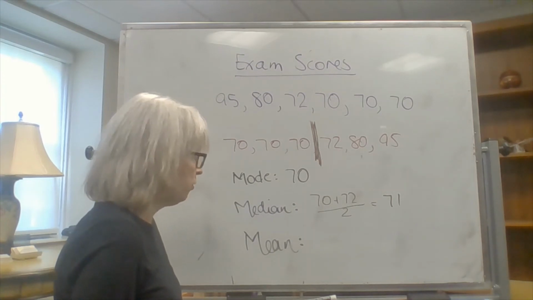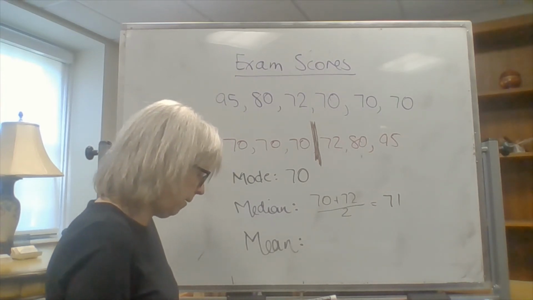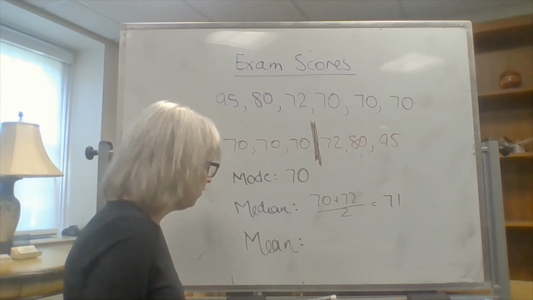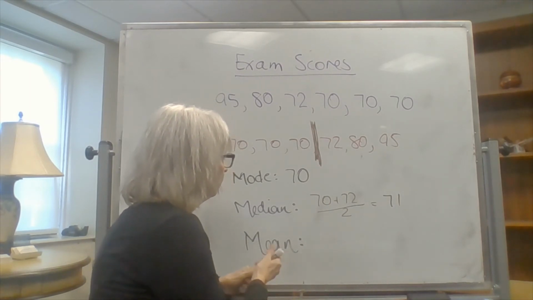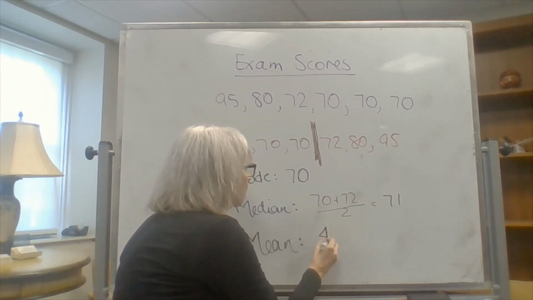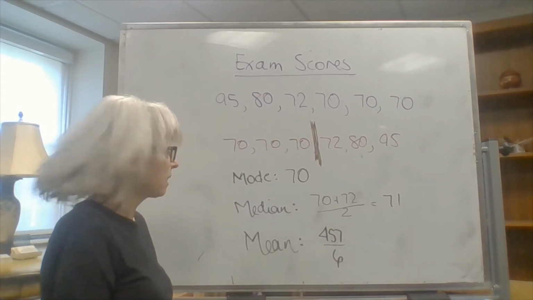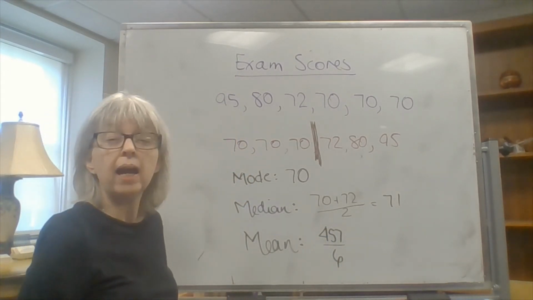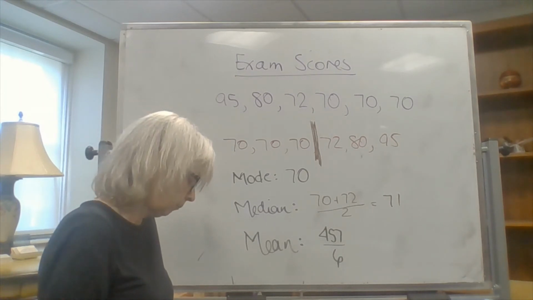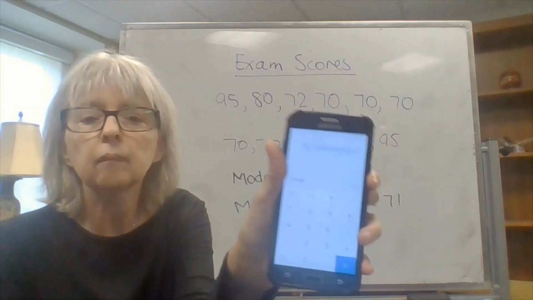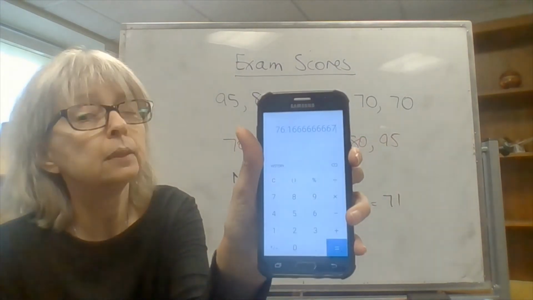All right, I got 457. Let's double check that. 457 divided by 6. Now that's the actual value of the mean. Can you see that?